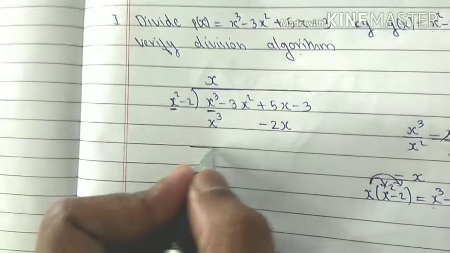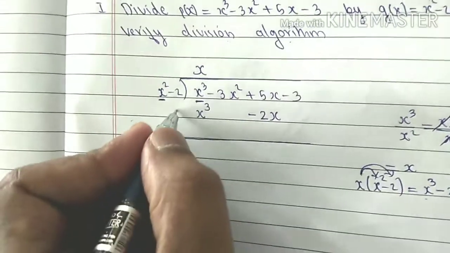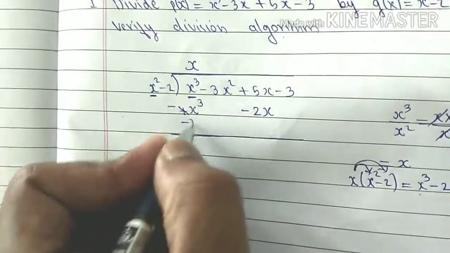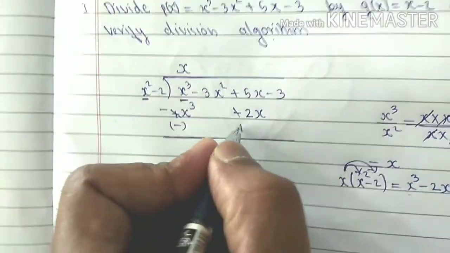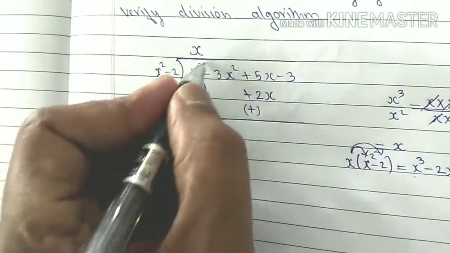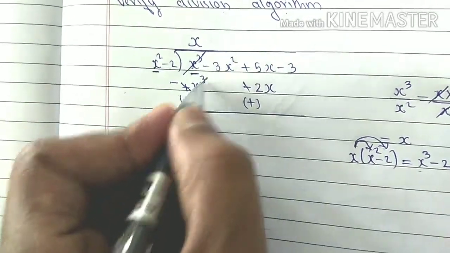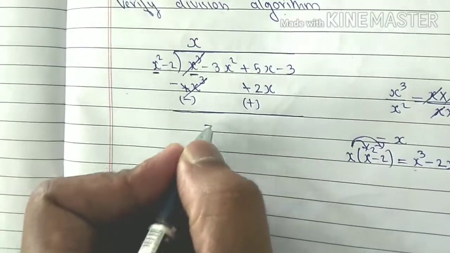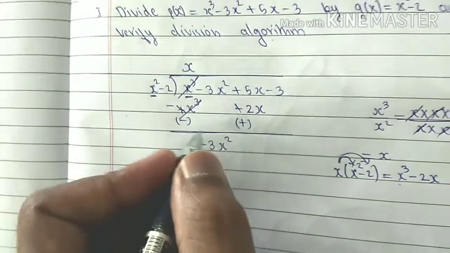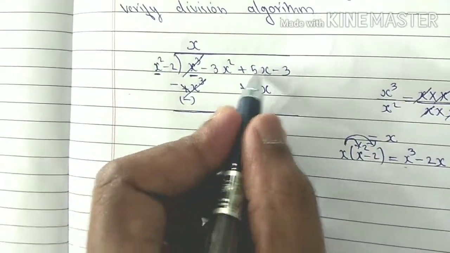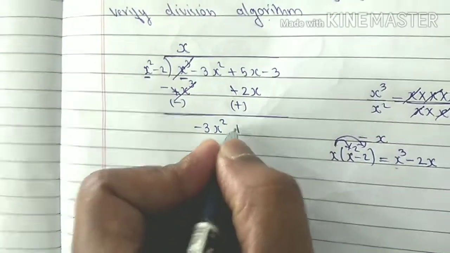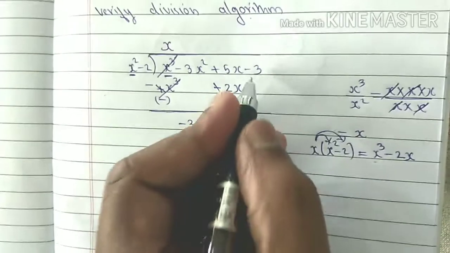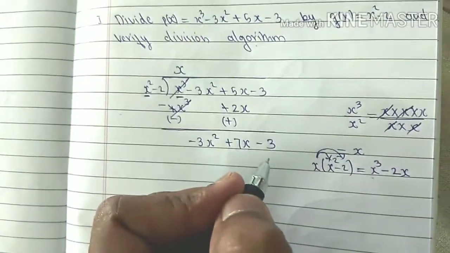Leave this line, subtraction, change the sign, plus is changed into minus, minus is changed into plus. X cube minus x cube will get cancelled. What is left with me is minus 3x square as it is, plus 5x plus 2x will give me plus 7x, minus 3 as it is.